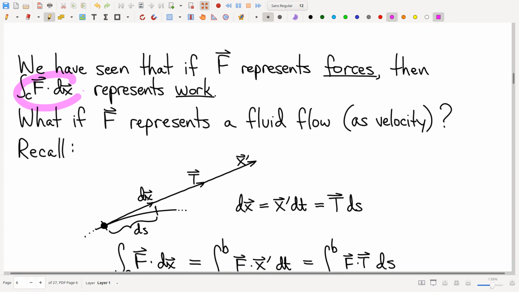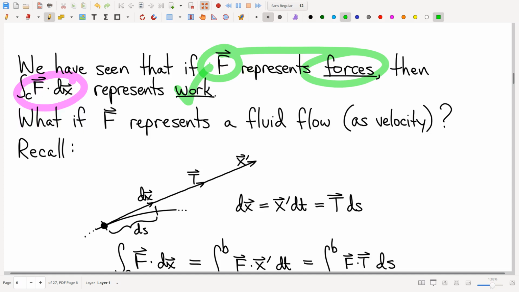So, line integral. We've been talking about these. Vector line integral. What we've seen is that if your vector field represents forces, then the line integral represents work. In fact, this is our whole motivation for writing down line integrals in the first place. Nevertheless, vector line integrals are a mathematical construction. Vector fields do not have to represent forces.